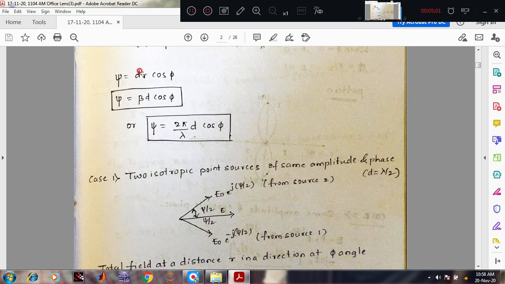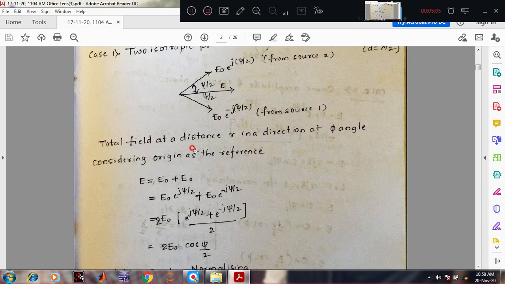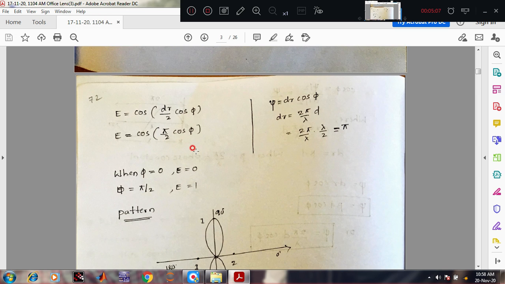What is that? dr. Beta d. What is that beta? 2 pi by lambda. Those things we need to substitute here: dr cos phi by 2, right? So we need to simplify this one. What is this one? dr, right?